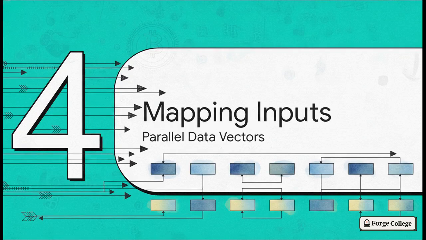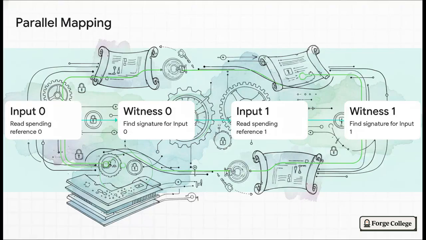Section 4, Mapping Inputs, Parallel Data Vectors. So here is the real kicker. The witness data operates as a parallel vector. What that means in plain English is there is a strict one-to-one mapping. Every single input has a corresponding witness stack in the exact same order.